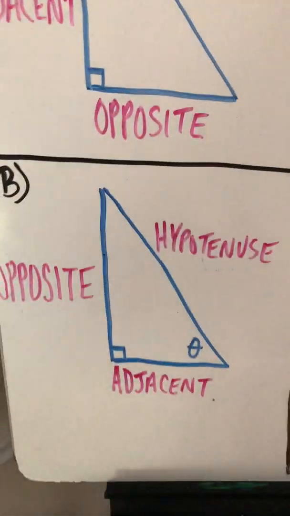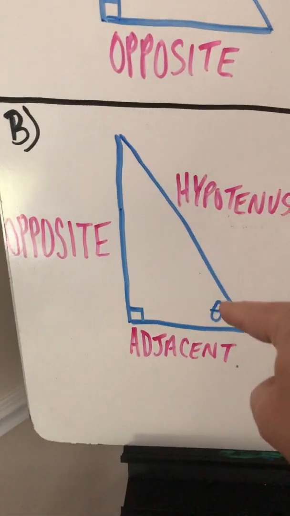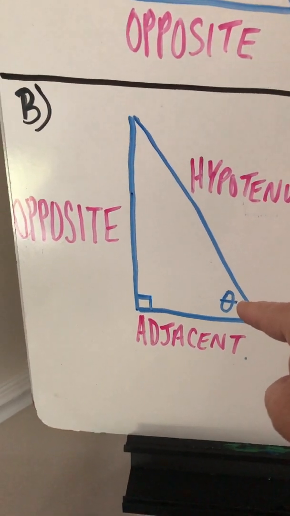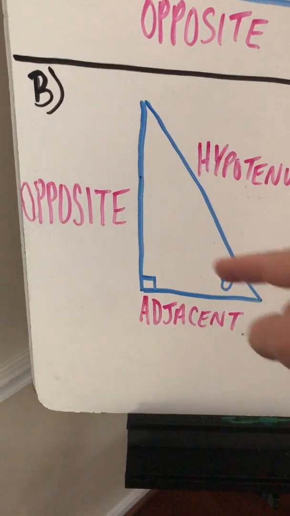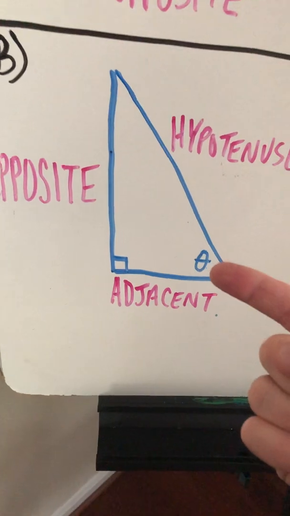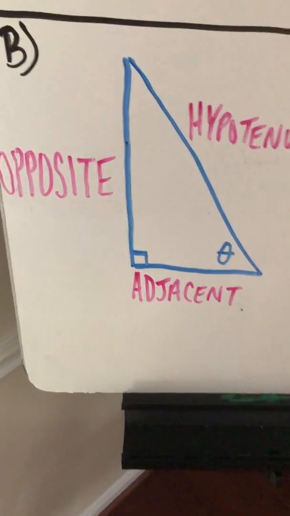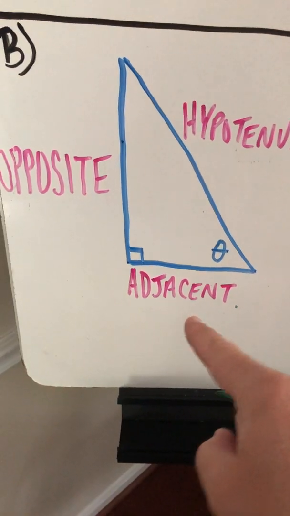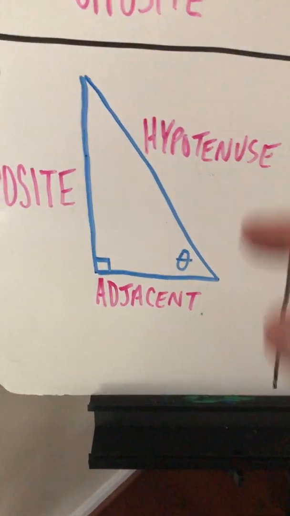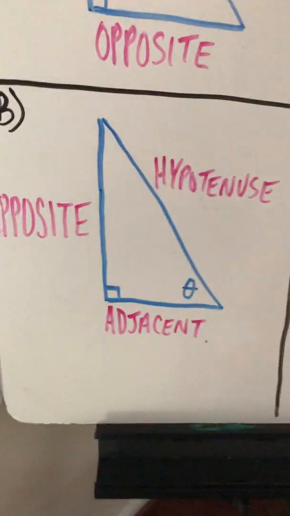Now, what if my theta is down here? If this is the angle I'm referring to, then now this is opposite, right? Isn't that the side across from the right angle? And then this guy is adjacent, and this still is the hypotenuse.